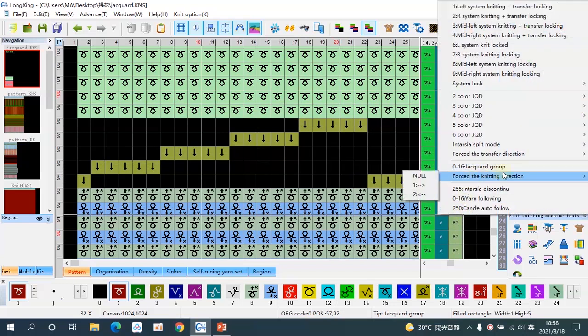The third row jacquard, you can set jacquard group and force the knitting direction. Jacquard group will be introduced in detail in the section jacquard. First, the knitting direction is similar. The first, the transfer direction. You can try by yourself. The first row, Intasha discontinue will be introduced in detail in the section Intasha.